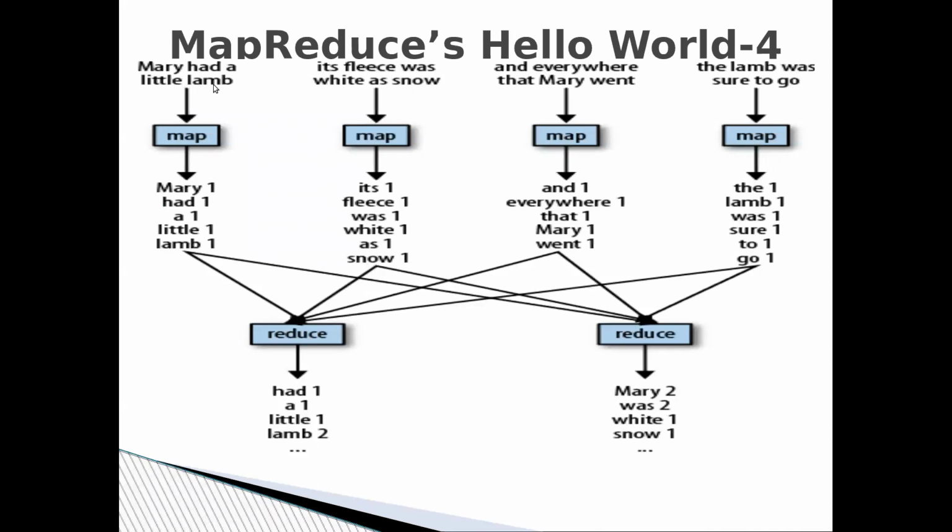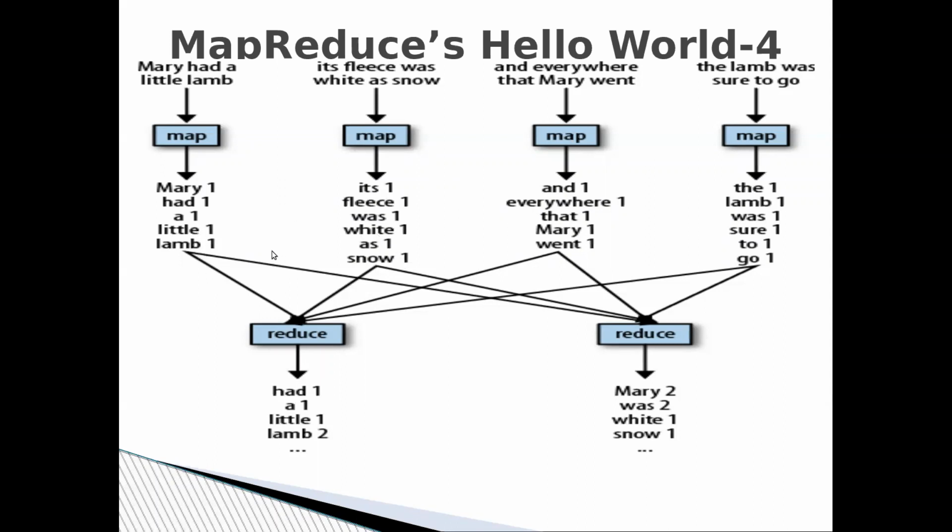Mary had a little lamb. This is one line given to one mapper. Its fleece was white as snow. Map, right? What the mapper does is it will split this line into words. So Mary is one word, had is another, and the shuffle will put the word and the number of times it occurs. It is occurring only once. So Mary one, had one, a one, little one, lamb one, like this.